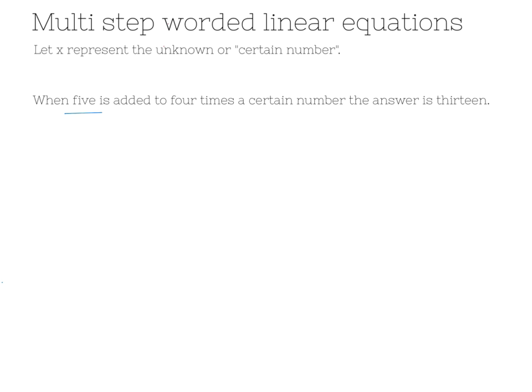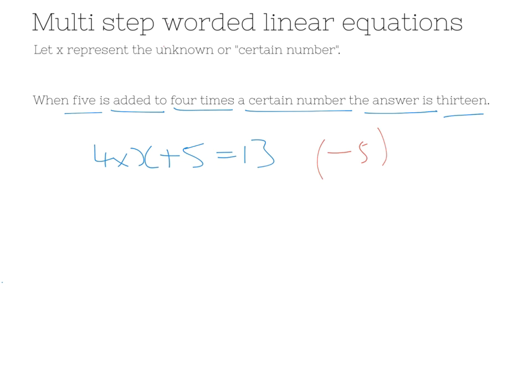When 5 is added to, so it's going to be plus 5, 4 times a certain number, x, the answer equals 13. 4x plus 5 is 13. To get rid of the plus 5, we subtract 5 from both sides. So 4x equals 13 minus 5 is 8. We have 4 times x, so we need to divide by 4. So we now have x equals 8 divided by 4 is 2.